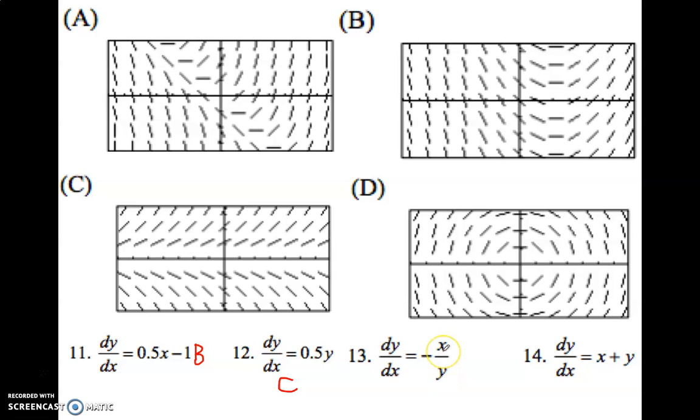13 is negative x over y. Let's start off here. If I put a 0 in for x and a 0 in for y into this equation, I cannot divide by 0, so that's undefined. What that means, if it's undefined, is that we have an undefined slope, called a vertical tangent. So we have a slope that doesn't exist.